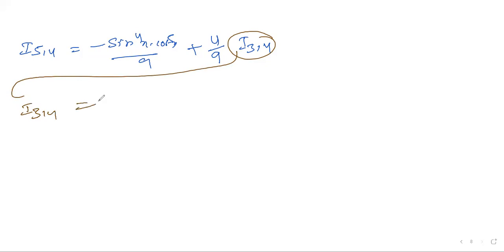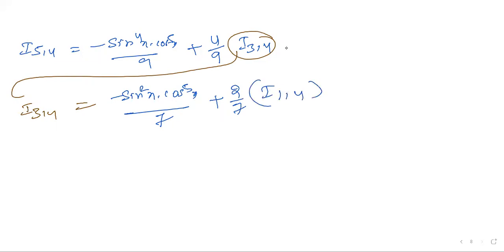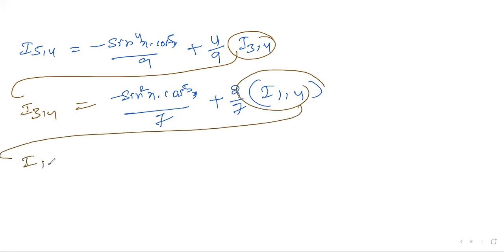I(3,4) now I'm working. I(3,4) means I should substitute the formula. We will just get minus sin^2 x cos^5 x by 7 plus 2 by 7 of I(1,4). But again, I(1,4) is not the final answer. When you take it, find out I(1,4), working with the sin m comma n formula.